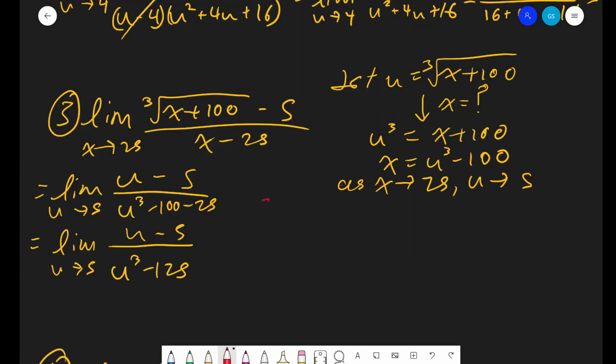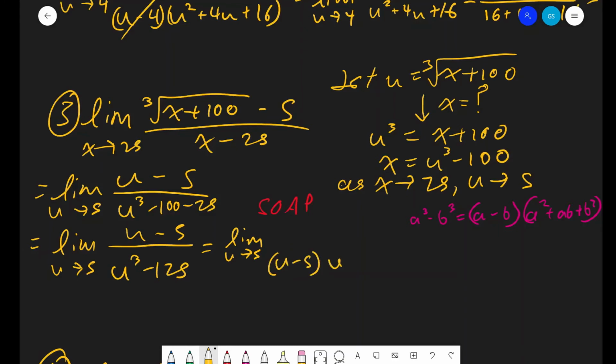And we're applying SOAP, which is the acronym to remember: same, opposite, always positive in terms of the sign. So we're going to have the limit as u approaches 5. I'll write this out again. a cubed minus b cubed is a minus b, same, times a squared, opposite, always positive. So now at the bottom I have u minus 5 same, u squared, opposite, so 5 plus u, and then always positive here, which is 25, all over u minus 5.